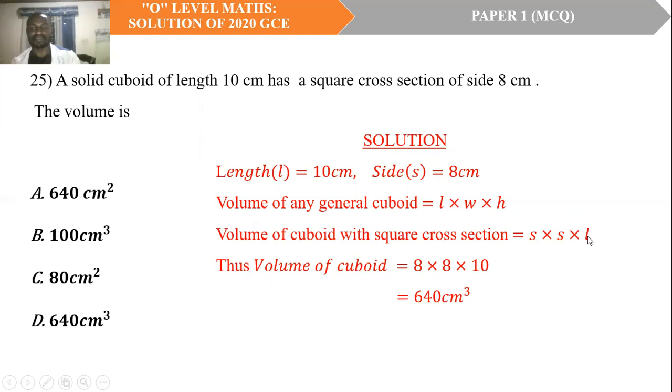In this case, the length has been given as 10 centimeters. So the volume of the cuboid will be 8 times 8 times 10. Answer: 640 centimeters cubed. Care should be taken here that volumes are measured in cubic units. This answer 640 is also there in option A, but the units of measurement in A are square, showing that it is the unit for an area and not the unit for volume.